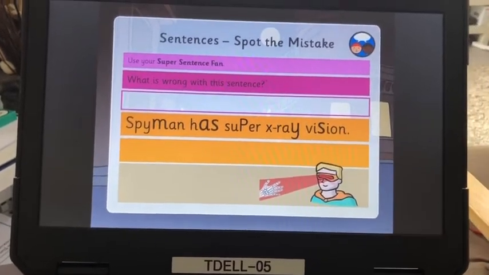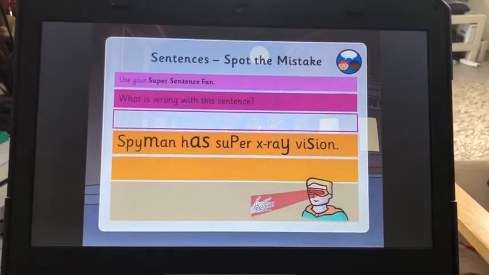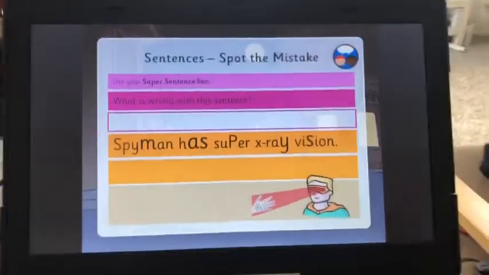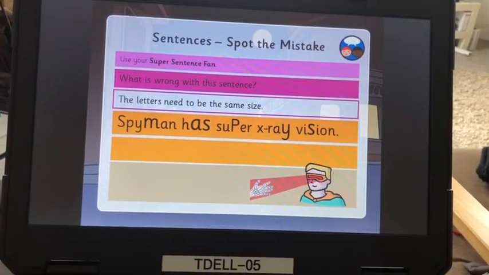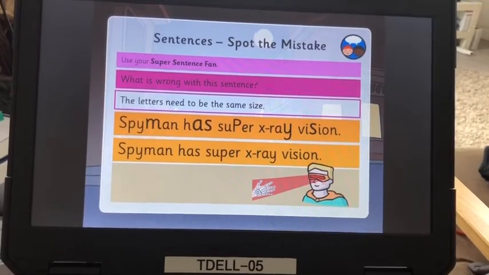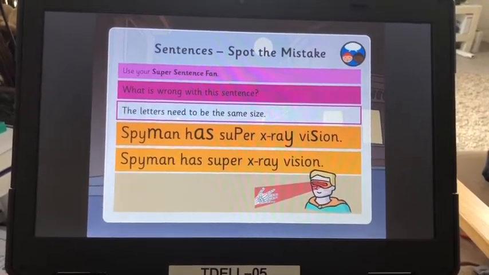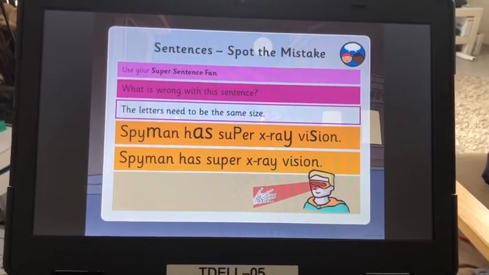What's wrong with this sentence? There are lots of things wrong here. What do you think it might be? The letters need to be the same size. So it would look like that. Spy-Man has super X-ray vision.